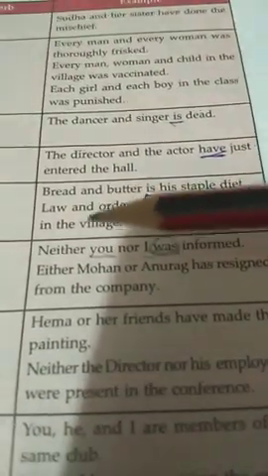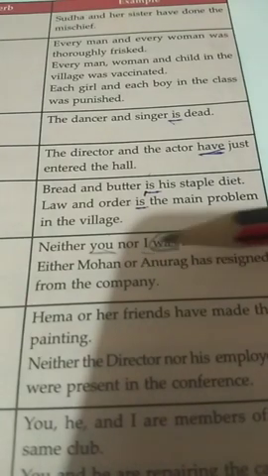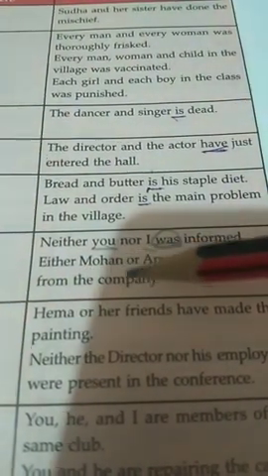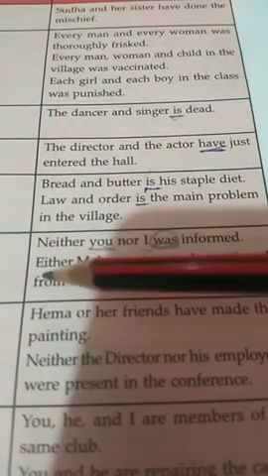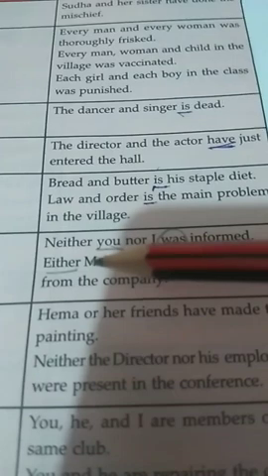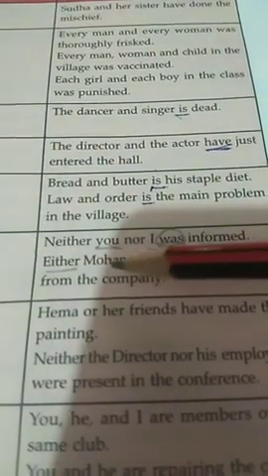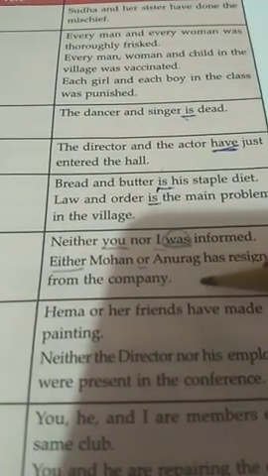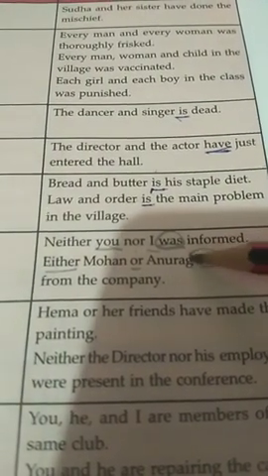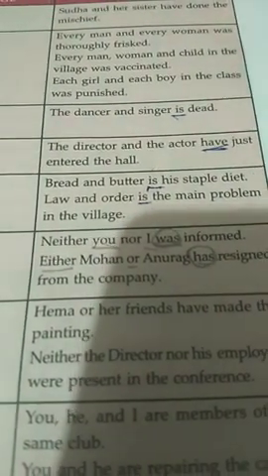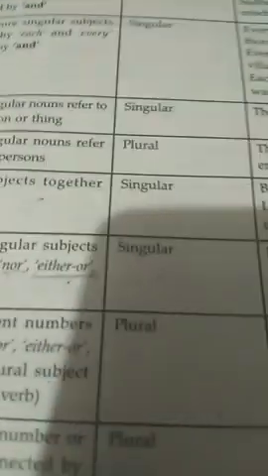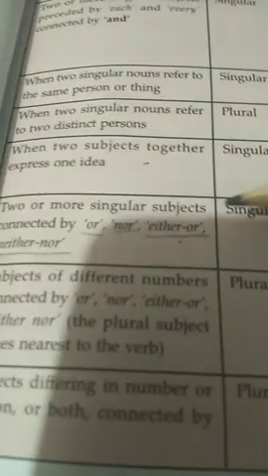See the second example. Either Mohan or Anurag has resigned from the company. Here which one have we taken? Either or. So here, either Mohan or Anurag has. Here the verb is what? Singular. Has resigned from the company. So this is rule 6.